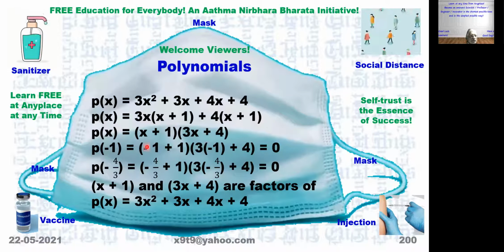Now, when you substitute x is equal to minus 1, the first term will be 0 and therefore the result is 0. When you substitute x is equal to minus 4 by 3, the second term will give 0, therefore the product will be 0. So (x plus 1) and (3x plus 4) are factors of the given polynomial 3x square plus 3x plus 4x plus 4, or 3x square plus 7x plus 4.